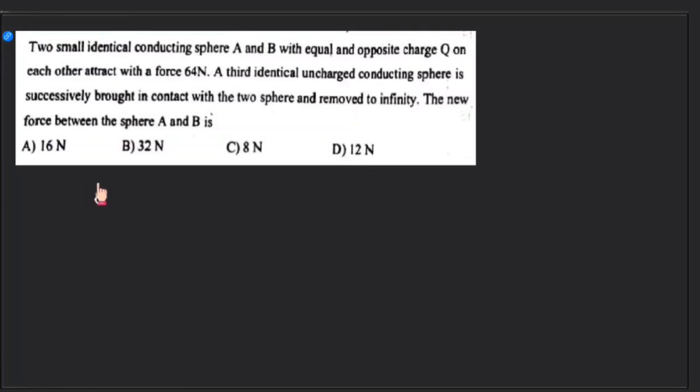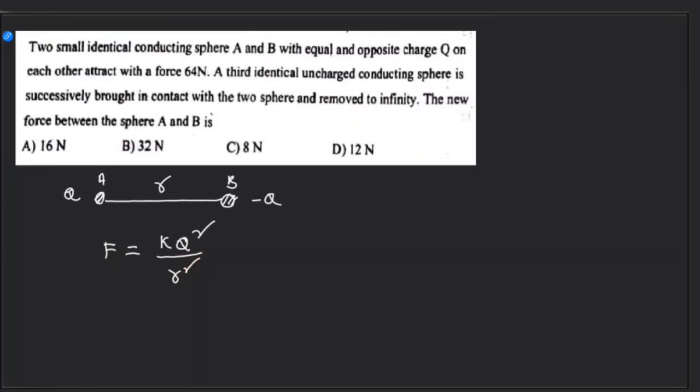So let's say there is a charge here and one more charge here. One body is A, the other is body B. One has a charge of Q and the other has a charge of minus Q. Let's say the distance between them is R. Now this force is equal to K Q1 Q2 by R square, where Q1 is Q and Q2 is also Q, so K Q square by R square. That is the force, right?